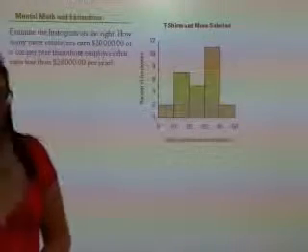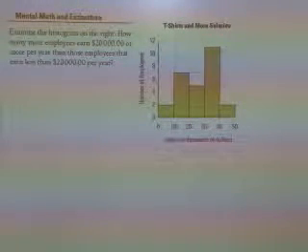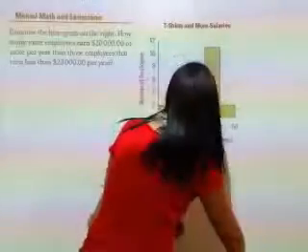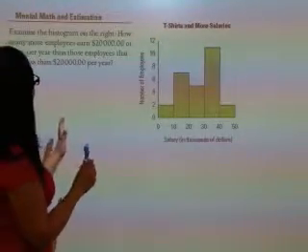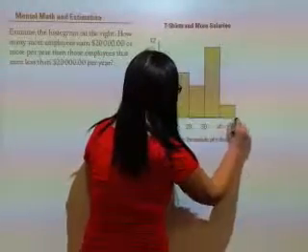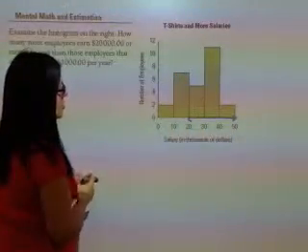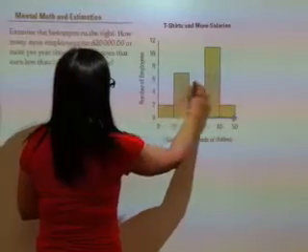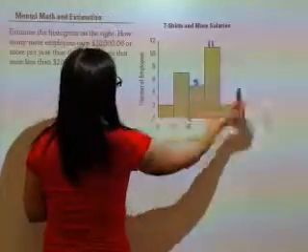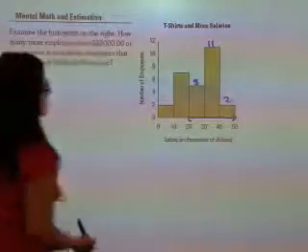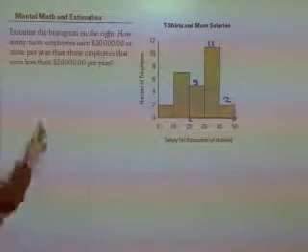So the next thing that I want to look at is the mental math and estimation on page 88. It says, examine the histogram on the right. How many more employees earn $20,000 or more per year than those employees that earn less than $20,000 per year? So if I look at this histogram, 20,000 or more is this range right here. That's my 20,000 or more. So I have 5 people, 11 people, 2 people. So altogether, that gives me 18 people.